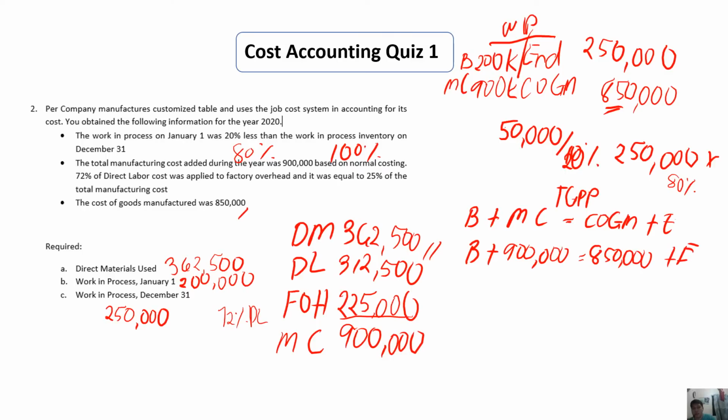So, put in the figures. Another formula to get the beginning inventory: beginning inventory is equal to 80% of the ending. Let's use this formula. By way of substitution, we replace B with 80% E, plus 900,000 pesos equals 850,000 pesos plus E.